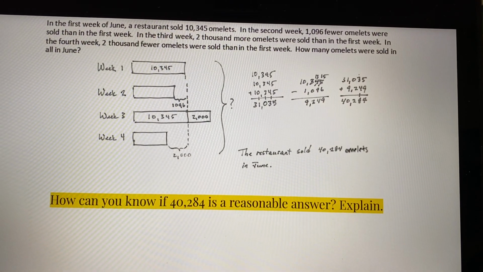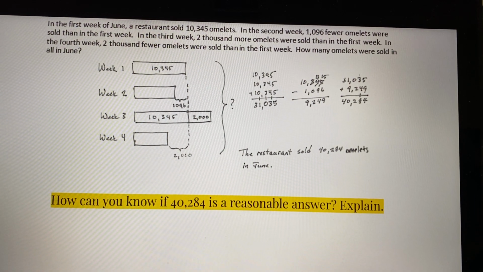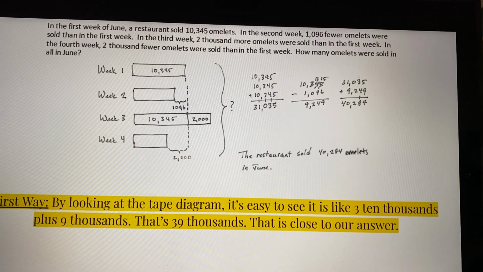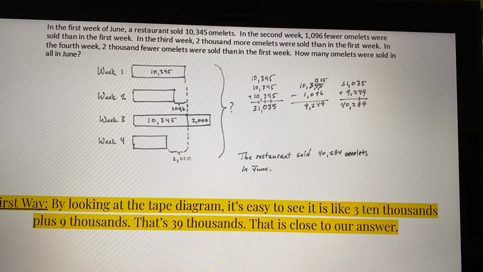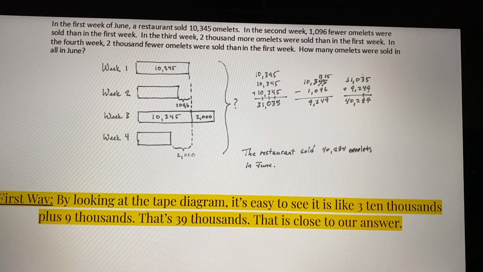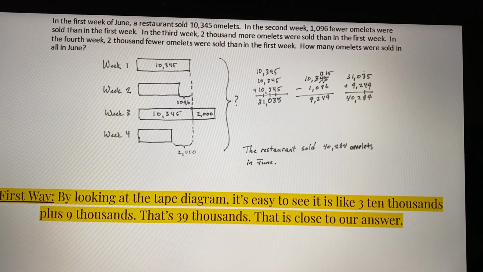How do you know that's a reasonable answer? We got a couple different ways here. So by looking at the tape diagram, it's easy to see that it is like 3 10,000s plus 9,000s. That's 39,000. So that's pretty close to our answer.